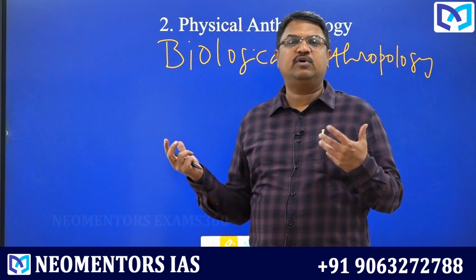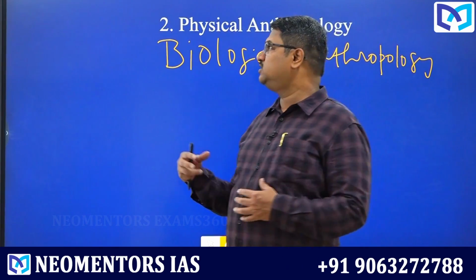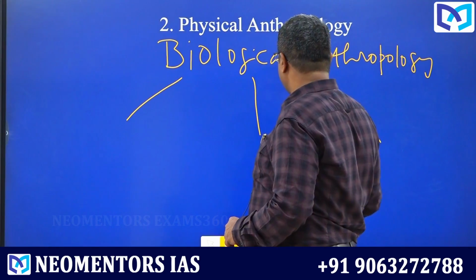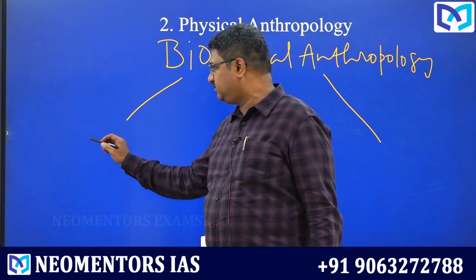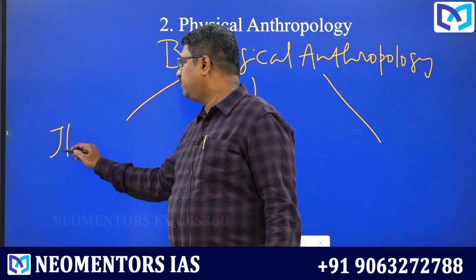So human origins and evolution, then human variation, all this will become a major part of biological anthropology. So what is biological anthropology dealing with? Basically, it is all about human origins and evolution.